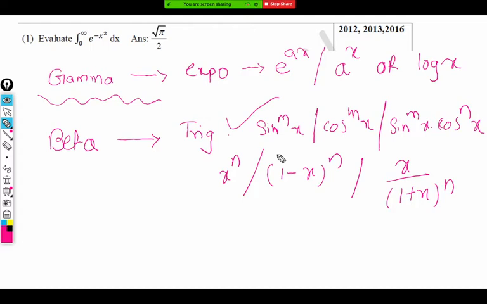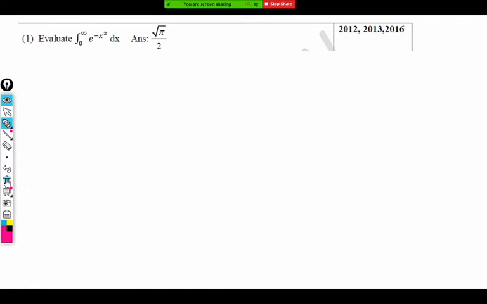Okay, so we'll see the example now. The first example is already on the screen. The question is: evaluate the integral from 0 to infinity of e raised to minus x square dx. First, tell me, is the example on beta or gamma? Gamma. Obviously a gamma, because an exponential function appears in the integrand.